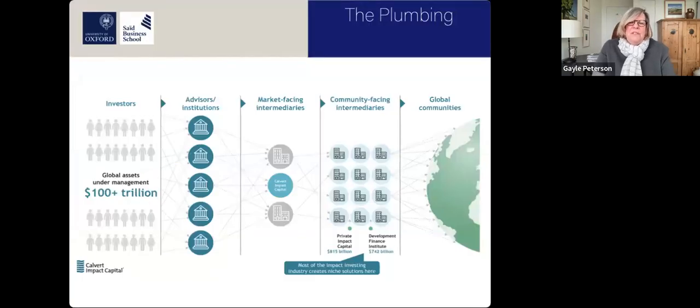Social finance also deals with the plumbing. And when we think about how we spend our money, we've got investors with 100 plus trillion, advisors, market-facing intermediaries, community-facing intermediaries, and at the end of the day, the money needs to end up in community. How we ensure that flow of capital takes place, public, private, philanthropic resources, to ultimately impact communities. And that's what we're going to examine in social finance. And when we think about the concept of regeneration, that's the target. End of the game, it's planet and people. Next slide, please.